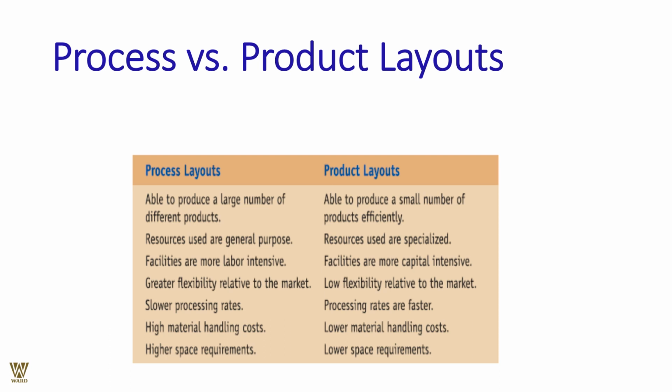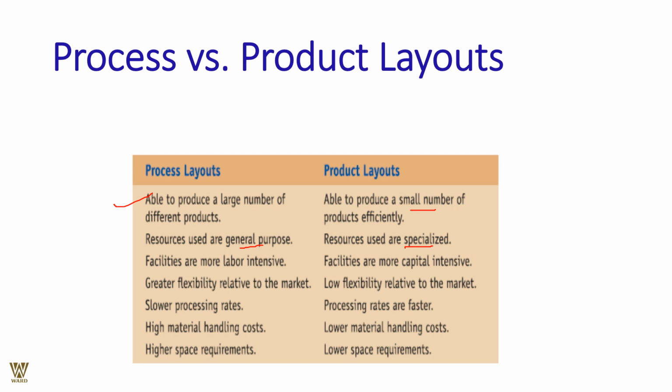So let us understand the process layout and the product layout. What are the differences and how do we go about it? Remember, in process layout, we are able to produce a large number of products. Probably that is not possible with the small number of products that comes with the product layout. Now remember, resources might be general purpose in process layout, whereas they can be specialized in product layout. So in terms of processes, resources are general. They can be generic in nature. But in product layout, they pertain to a particular product.